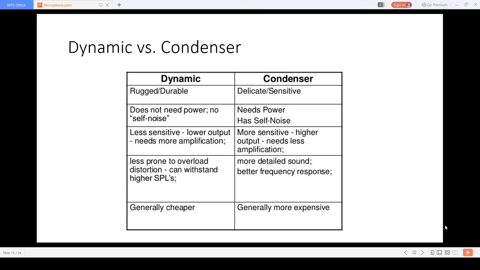Condenser mics are more sensitive, with higher output, and need less amplification. Dynamic mics are less prone to overload distortion and can withstand higher SPLs. Condenser microphones give more detailed sound and better frequency response. Dynamic microphones are generally cheaper, and condenser microphones are more expensive.